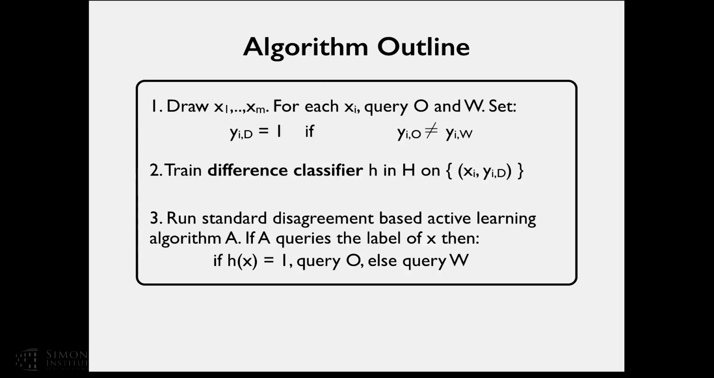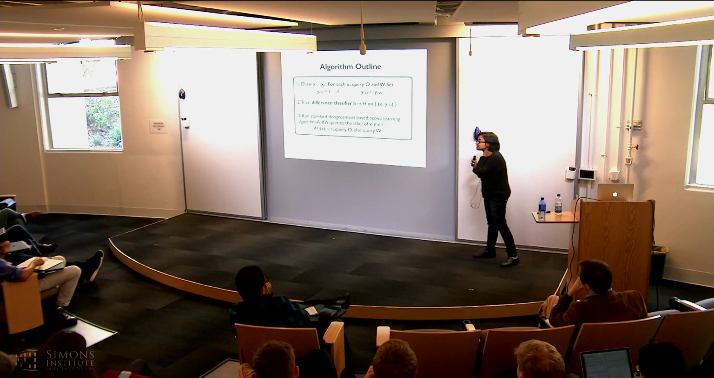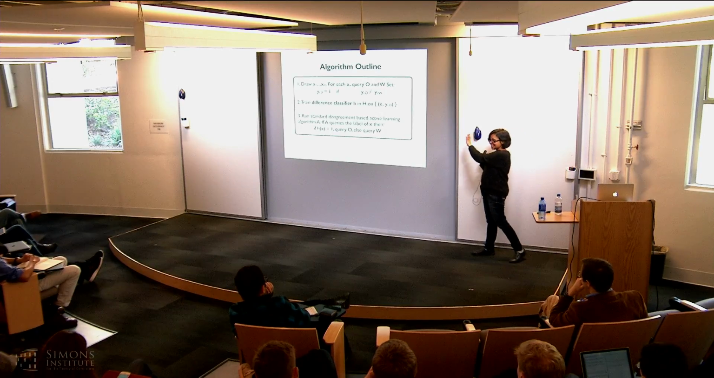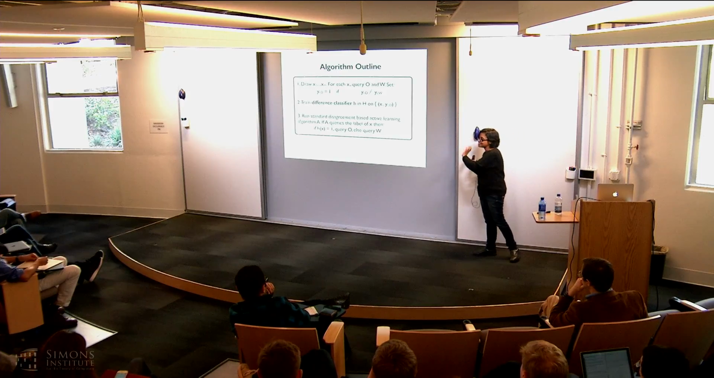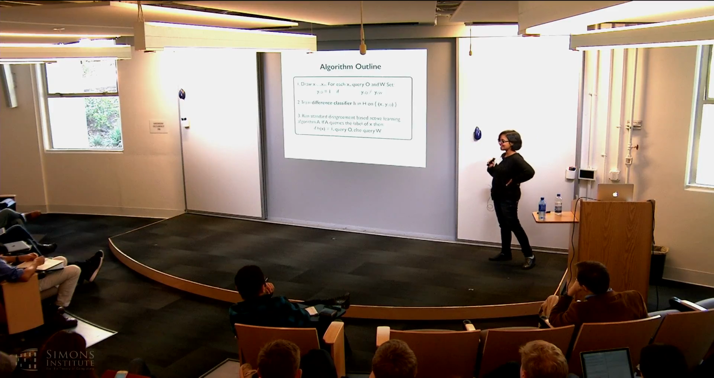Yes? What are we guaranteed about W? We don't make any explicit assumptions about W. I know you're thinking that this might take as many samples as full active learning. That's definitely true, but we get around it through some tricks, so we'll come to that. Okay, so this is the algorithm outline.